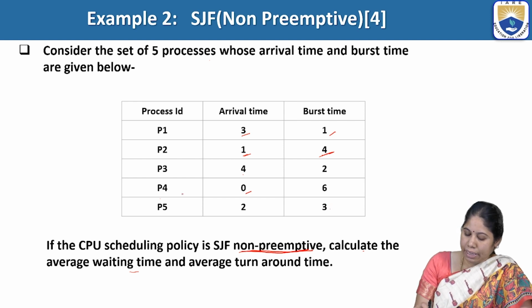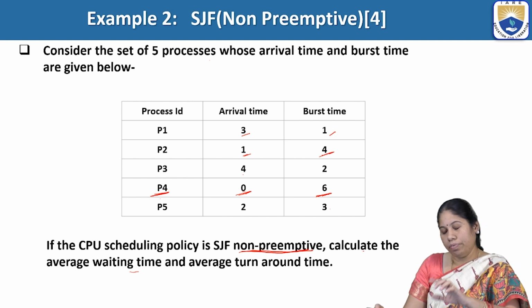Let us see who is there in the system at time 0. At time 0 only P4 has arrived. Only one process is sitting in the ready queue, and it requires 6. So P4 will get the CPU first.